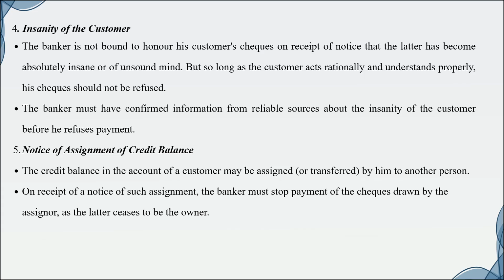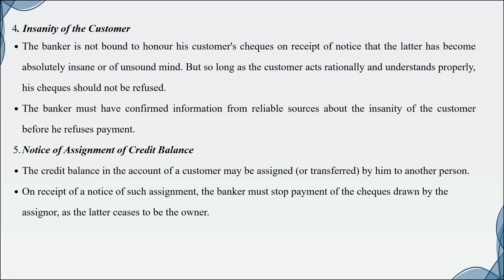The fourth situation under which the banker may refuse payment of their customer's check is insanity of the customer. The banker is not bound to honor his customer's check when they receive the notice that the latter has become insane or of unsound mind. But so long as the customer acts rationally and understands things properly, in such a situation the payment should not be refused. The banker must have confirmed information from a reliable source about the insanity of the customer before they refuse payment.